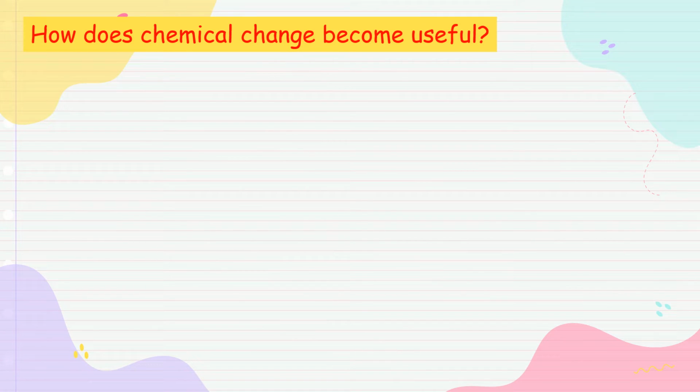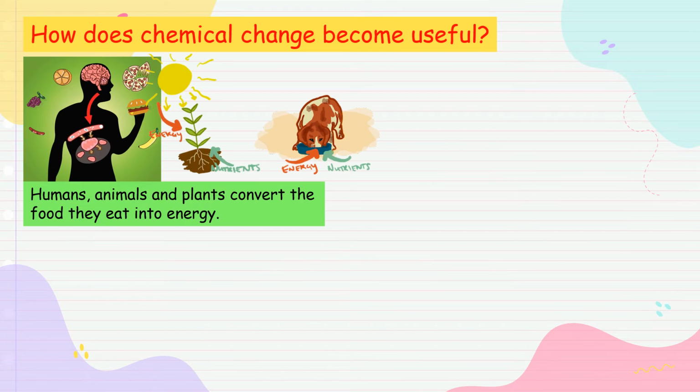Now, about chemical change. How does chemical change become useful? Number one, humans, animals, and plants convert the food they eat into energy. For humans and many animals, the most useful and important chemical change is the digestion of food. Food is chewed in the mouth and is broken down into simpler forms that the body easily absorbs.